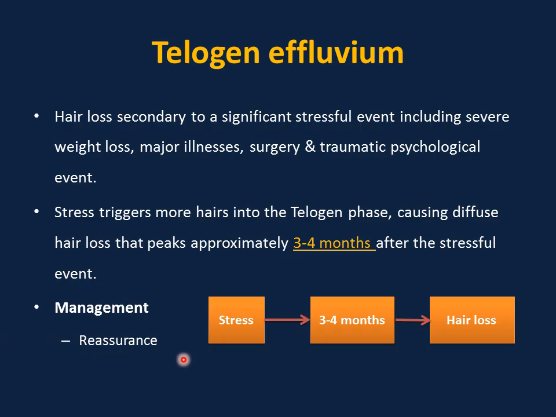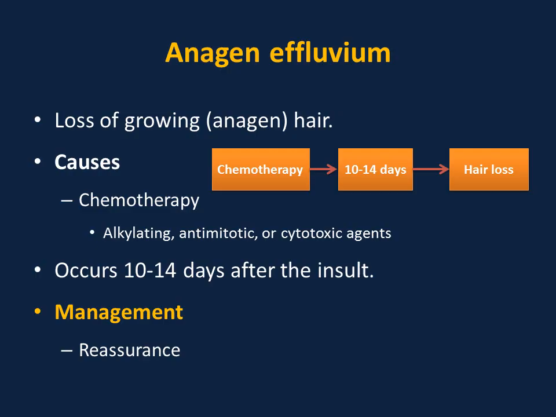Management is reassurance. Anagen effluvium is loss of growing hair during the anagen stage. The anagen stage is the active growth phase of the hair follicles, which is affected by chemotherapy. It is common in children with cancer receiving chemotherapy, and occurs 10 to 14 days after the insult. The management is reassurance: once the chemotherapy is stopped, the hair will come back again.